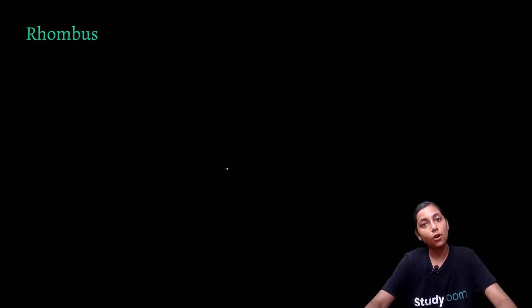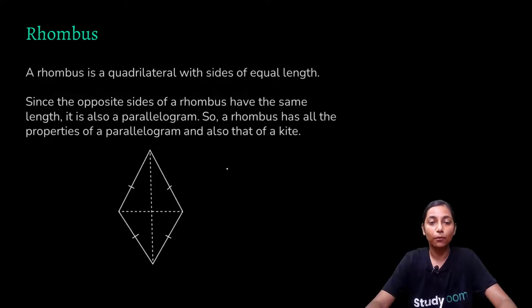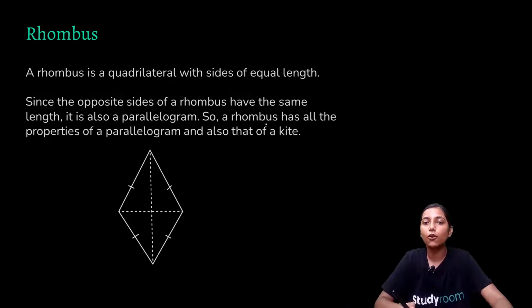So, what is a rhombus? A rhombus is a quadrilateral with sides of equal length. Since the opposite sides of a rhombus have the same length, it is also a parallelogram. So a rhombus has all the properties of a parallelogram and also that of a kite. So what is actually a rhombus? A rhombus is such a quadrilateral that has all the sides equal. So in a rhombus, all sides are equal.